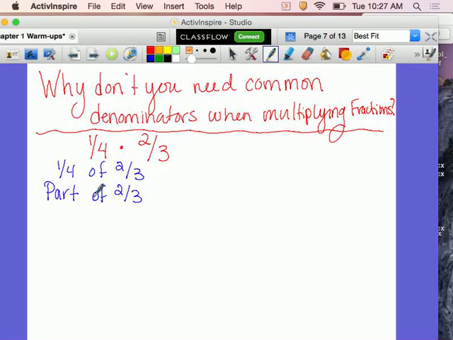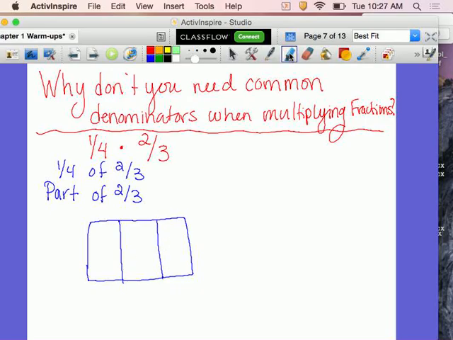Looking at that in an area model with a picture, since I want part of 2/3, I'm going to start by drawing 2/3. You can start with either fraction, but just because of the way I wrote it, first I'm going to draw a whole and split it into thirds. Then I have 2/3, so I'm going to highlight 2 of those.